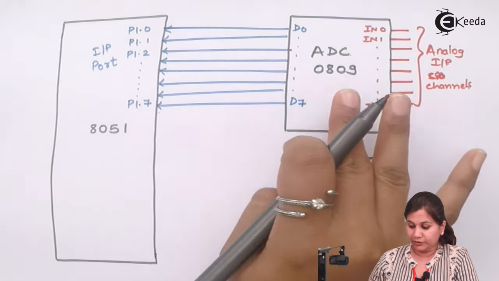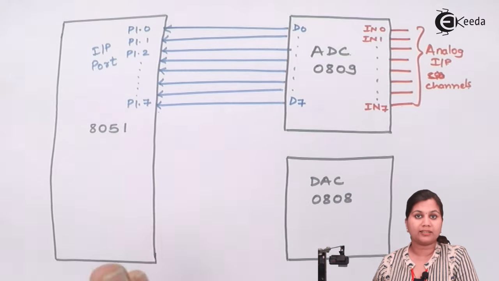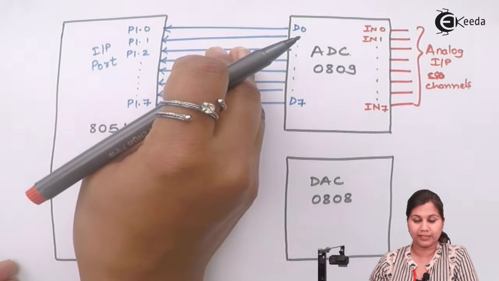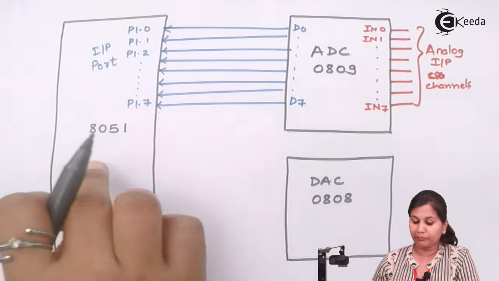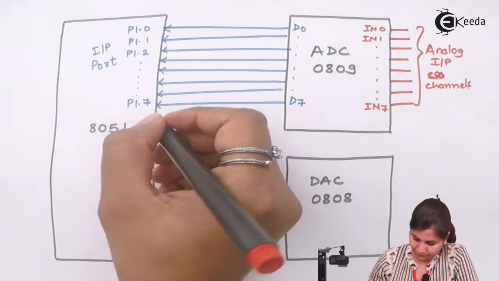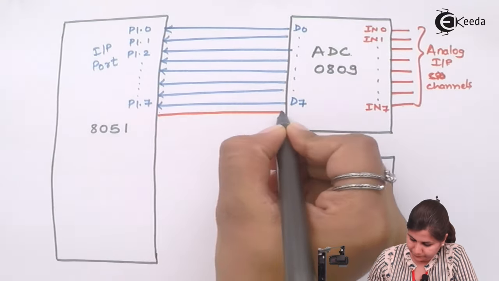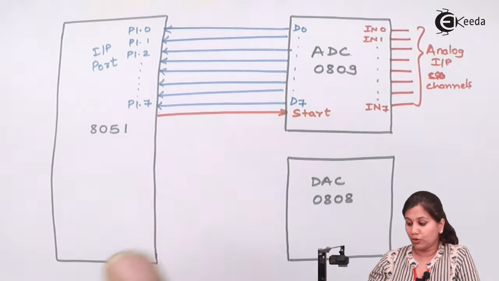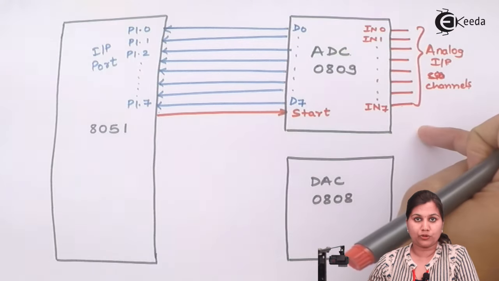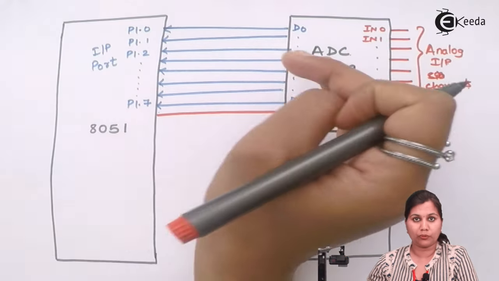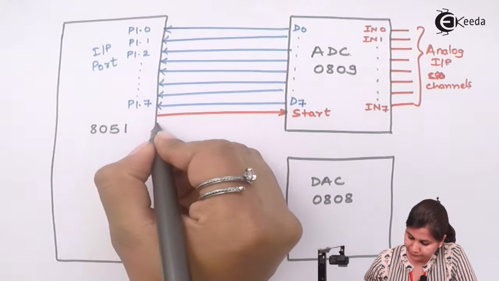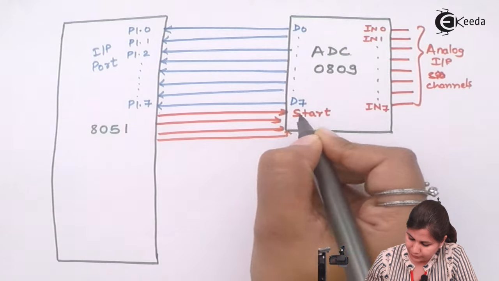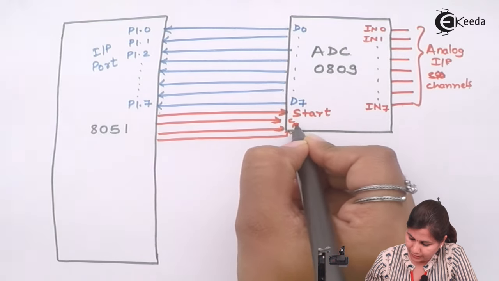Now we know that this A to D converter will also require the start pulse to do the conversion of the analog to the digital signal. So that start pulse is given by the microcontroller. Also, which analog input channel is to be selected? So the address is also provided by the 8051. That is A, B and C.